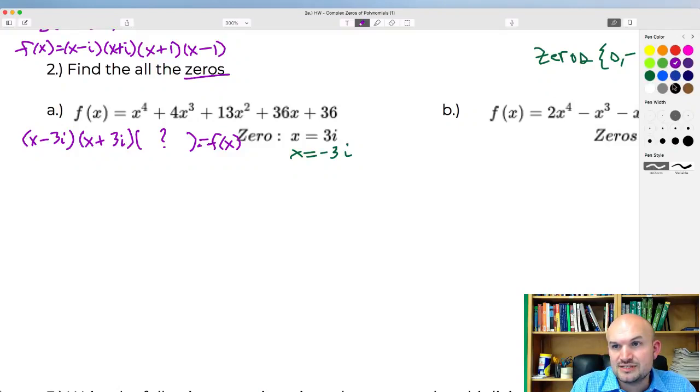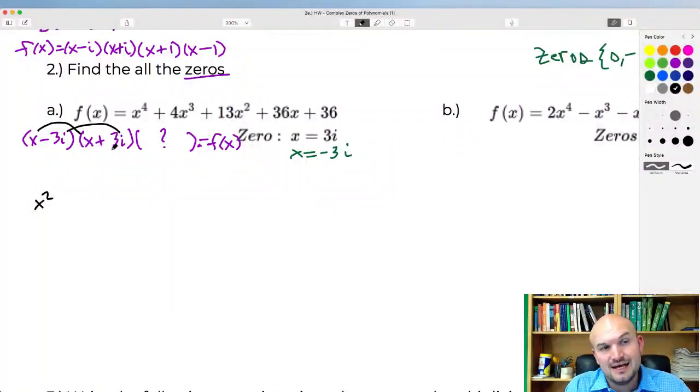So again, notice that this is a difference of two squares. That's why having complex conjugates is awesome. We can basically just multiply these. X times x is going to be x squared. Negative 3i times positive 3i is a negative 9i squared. Well, i squared is negative 1, so negative 1 times negative 9 is going to be a positive 9.